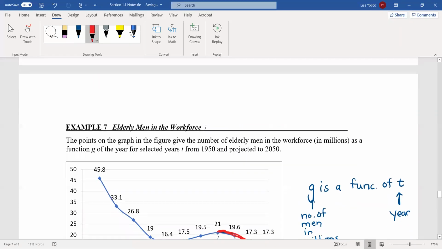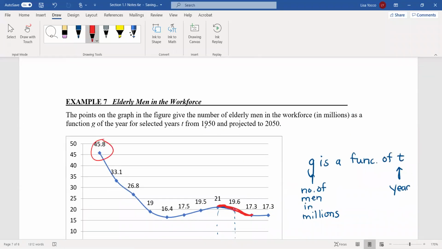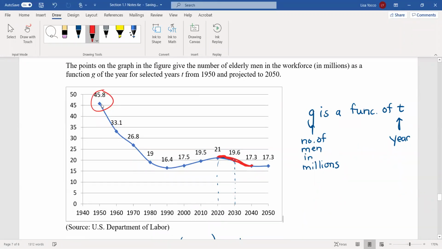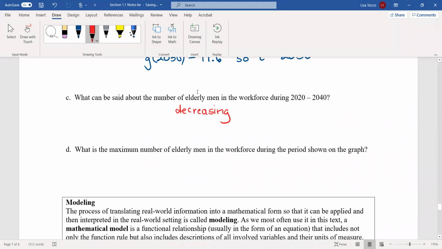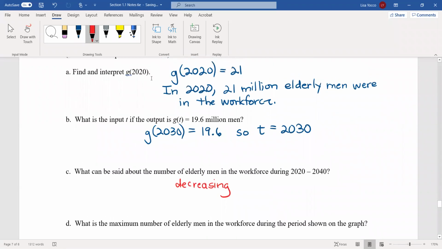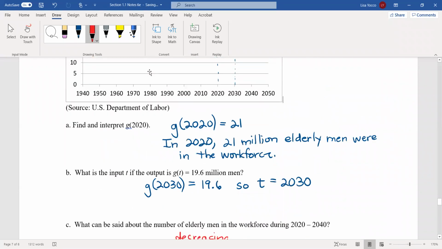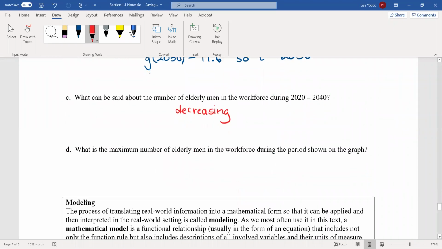What is the maximum number of elderly men? So looking for the highest point on the graph, it's up here. So way back in 1950, there were a lot of, what does elderly men mean? I've forgotten. It's defined somehow. I think they made us change that in the new edition of the book from the word elderly, but I don't remember what we used. So the highest point up there is at 45.8. Therefore, the answer would be 45.8 million.